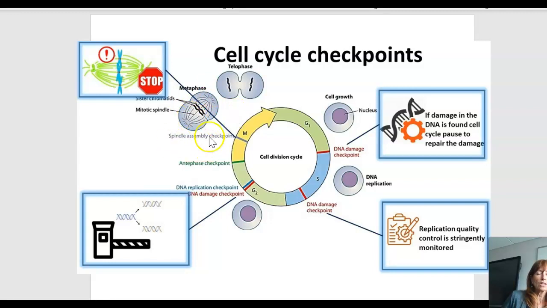So these are some classic checkpoints that ensure that the cell doesn't move on, doesn't make more copies, unless all of these things are correct and in place.